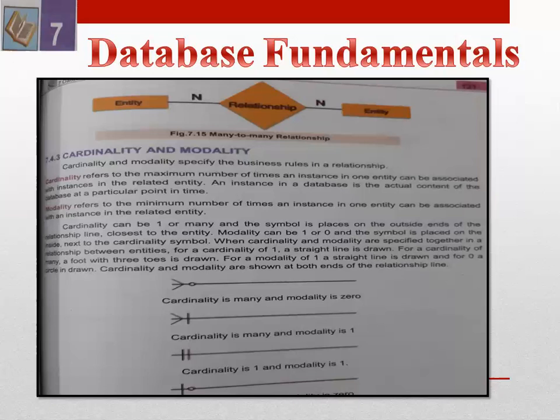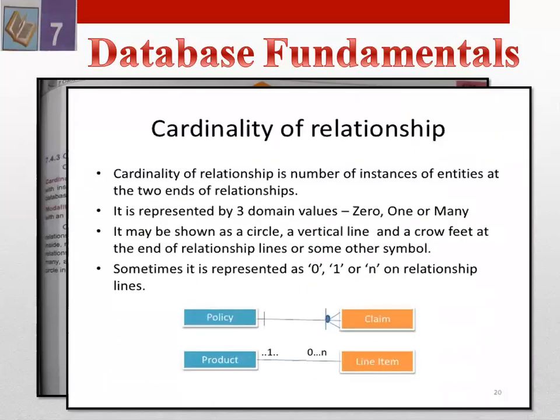Cardinality of a relationship is the number of instances of entities at the two ends of the relationship. It is represented by 3 domain values: 0, 1 or many. It may be shown as a circle or a vertical line, and a crow foot at the end of the relationship lines, or some other symbol. Sometimes it is represented as 0, 1 or n on the relationship line.